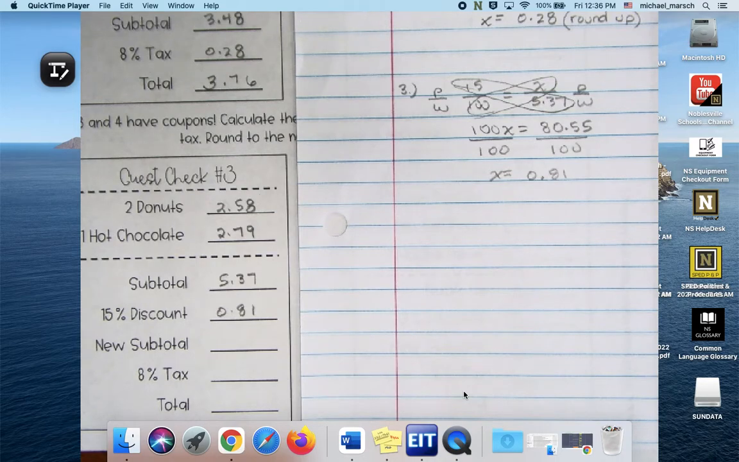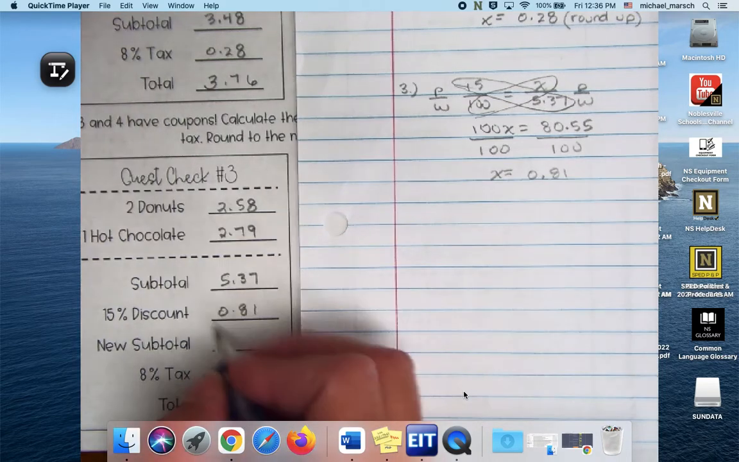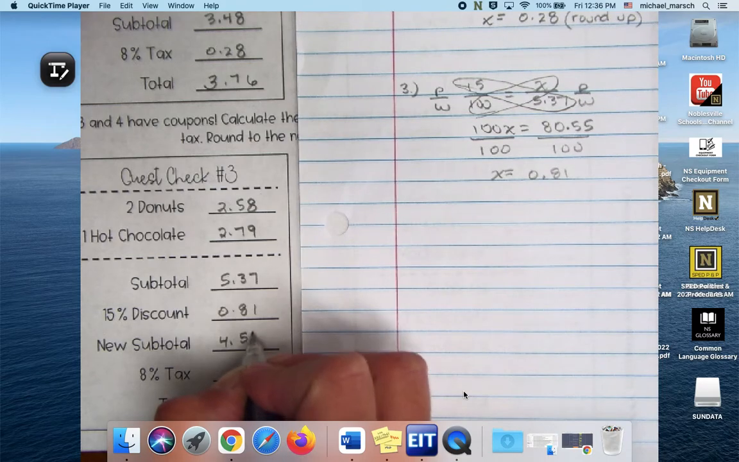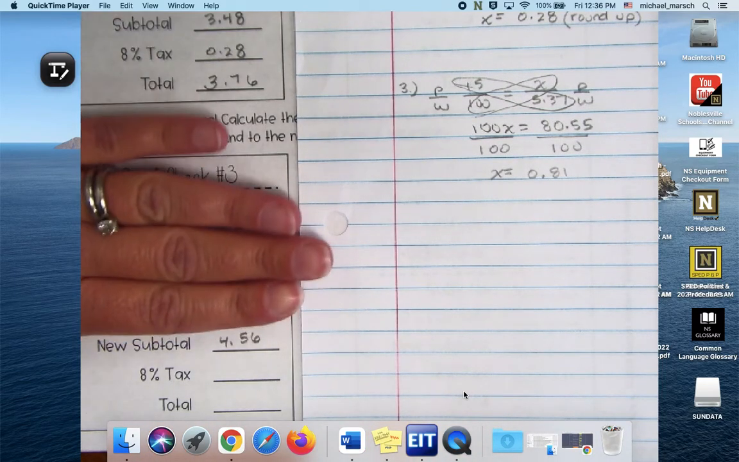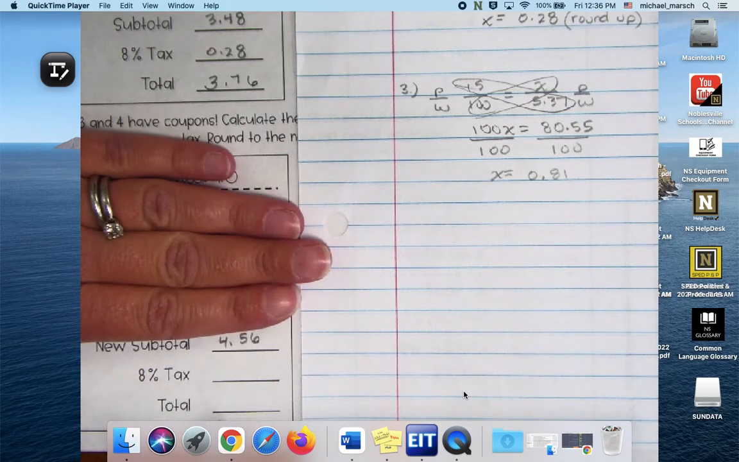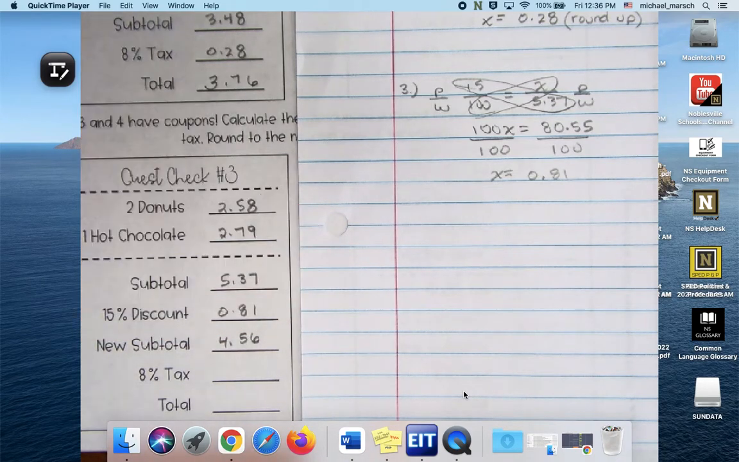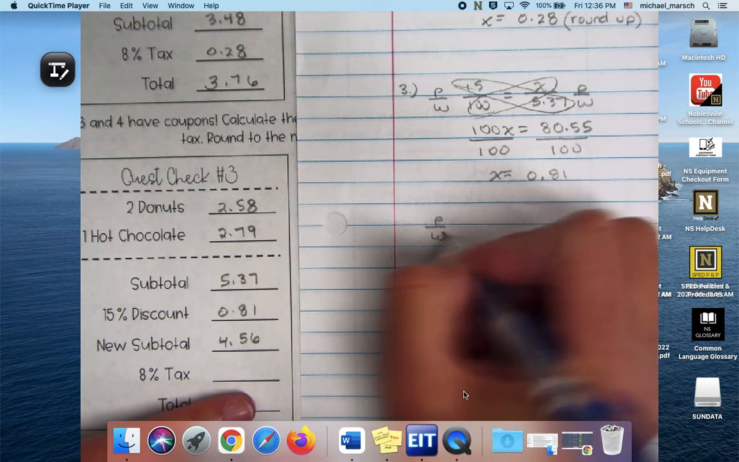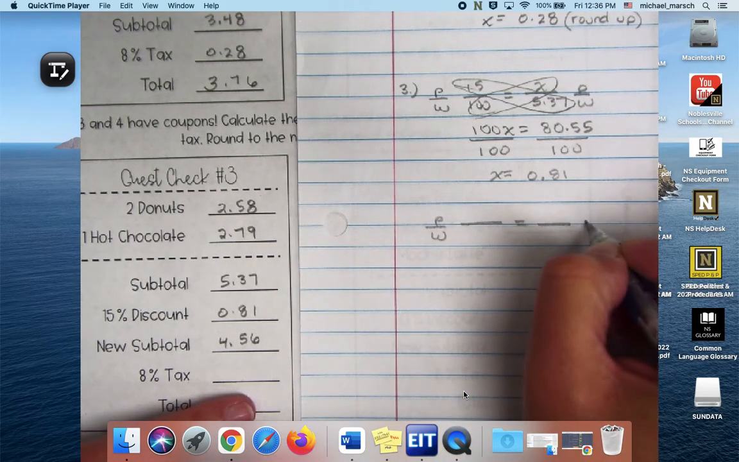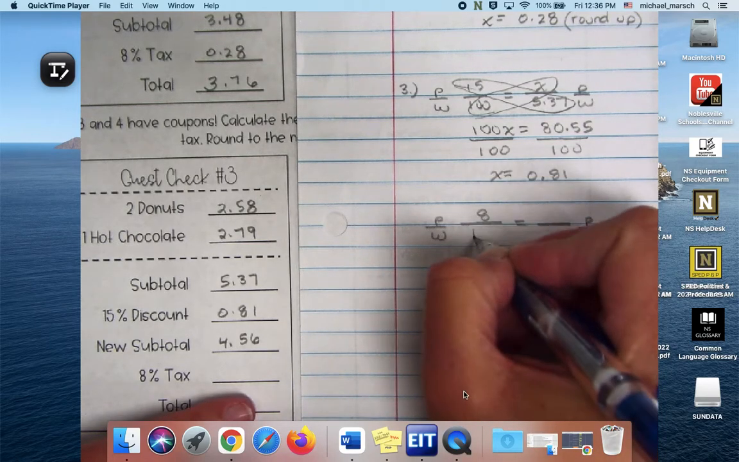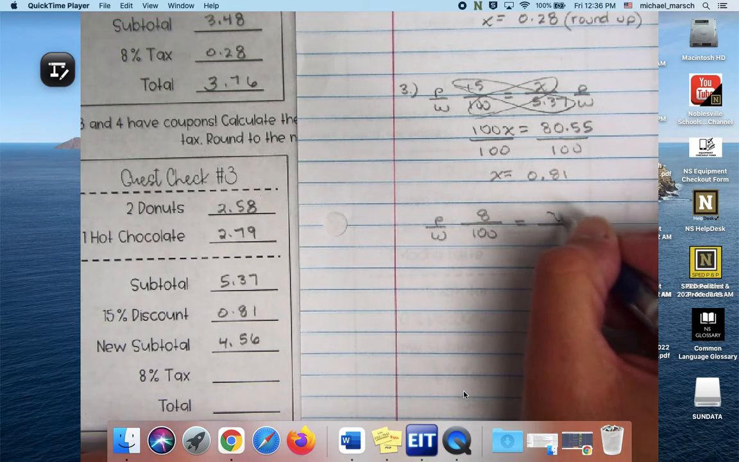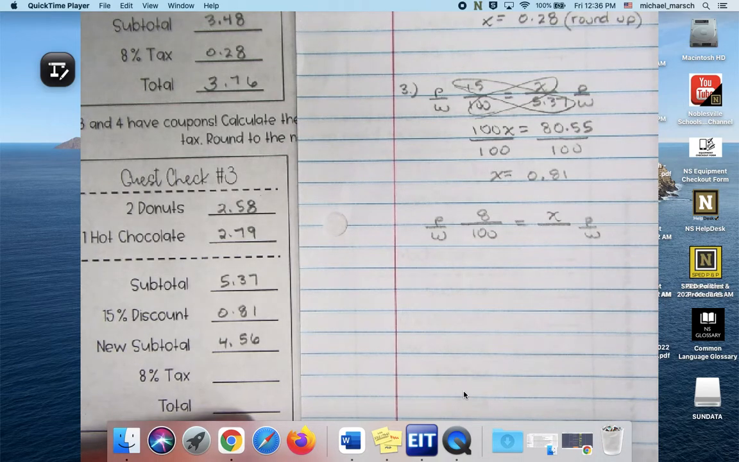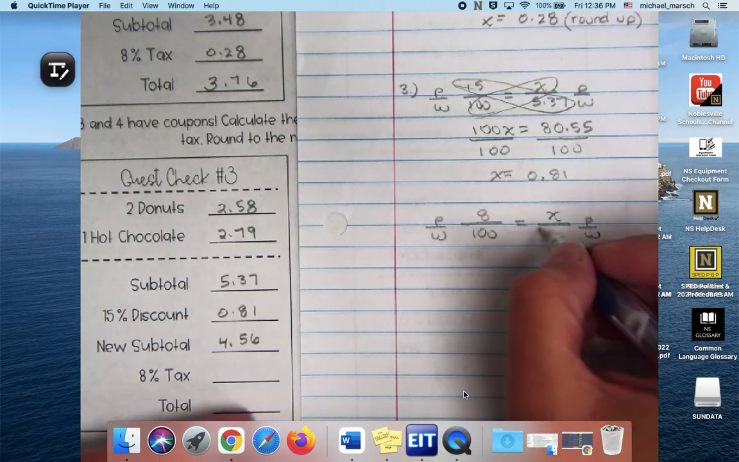So how am I going to get my new subtotal? What am I going to do? Landon? Subtract. Subtract the discount from the subtotal. Yeah, because it's a discount, right? So now I'm basically where I was up here. Now I need to find the tax and add them. So I have to set up another proportion. And I know this proportion thing seems a little tedious, but it will pay off when we get to different measurements.